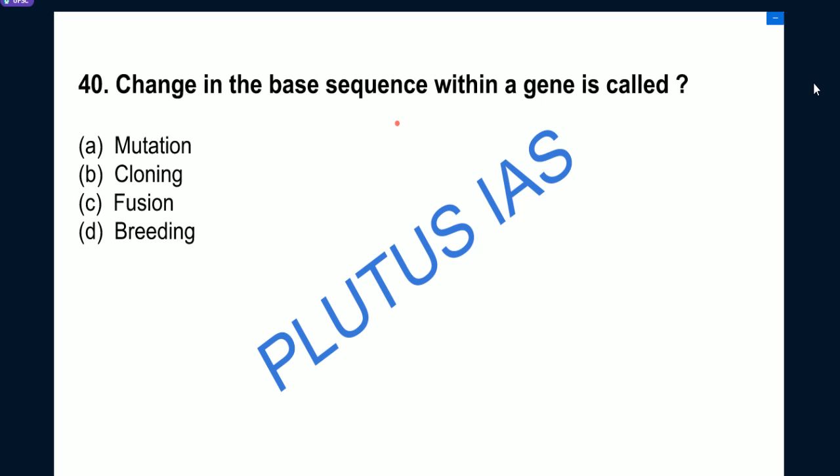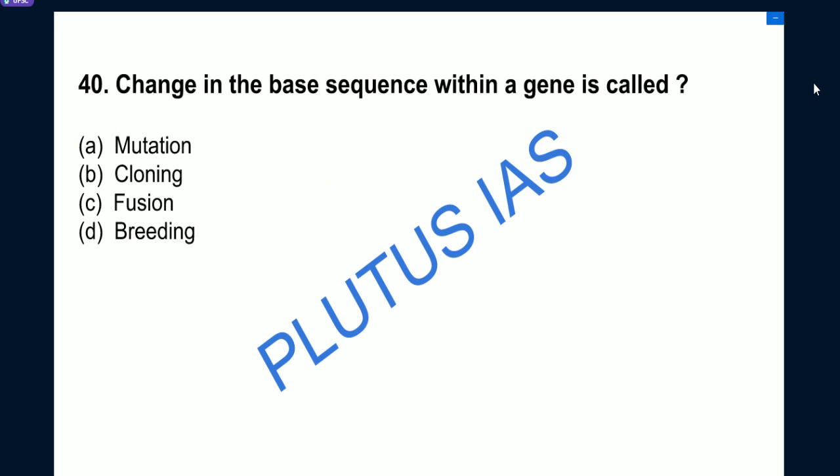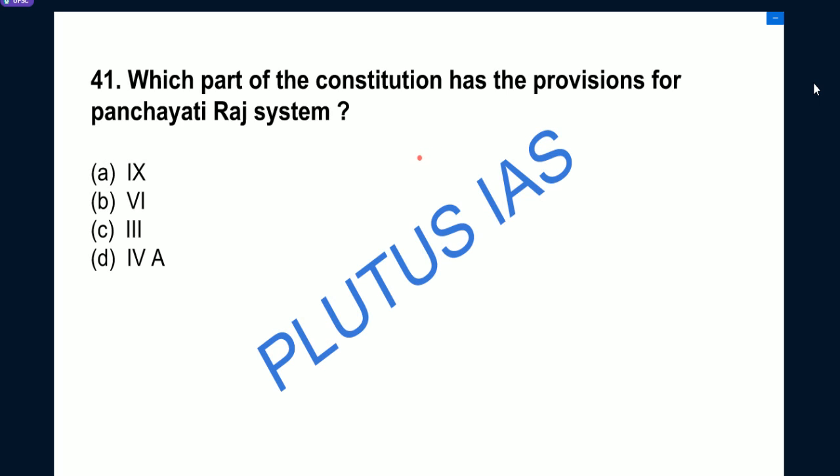Okay, then change in the base sequence within a gene is called mutation. It is again a very simple question. What is mutation? Mutation is change in DNA sequence. And what is cloning? Cloning is producing individuals with identical DNA. What is fusion? Fusion is when cells combine to form multicellular cells. One cell plus two cells, this is fusion. Then what is breeding? It is sexual reproduction that produces offspring. So answer is A. Question number 41.